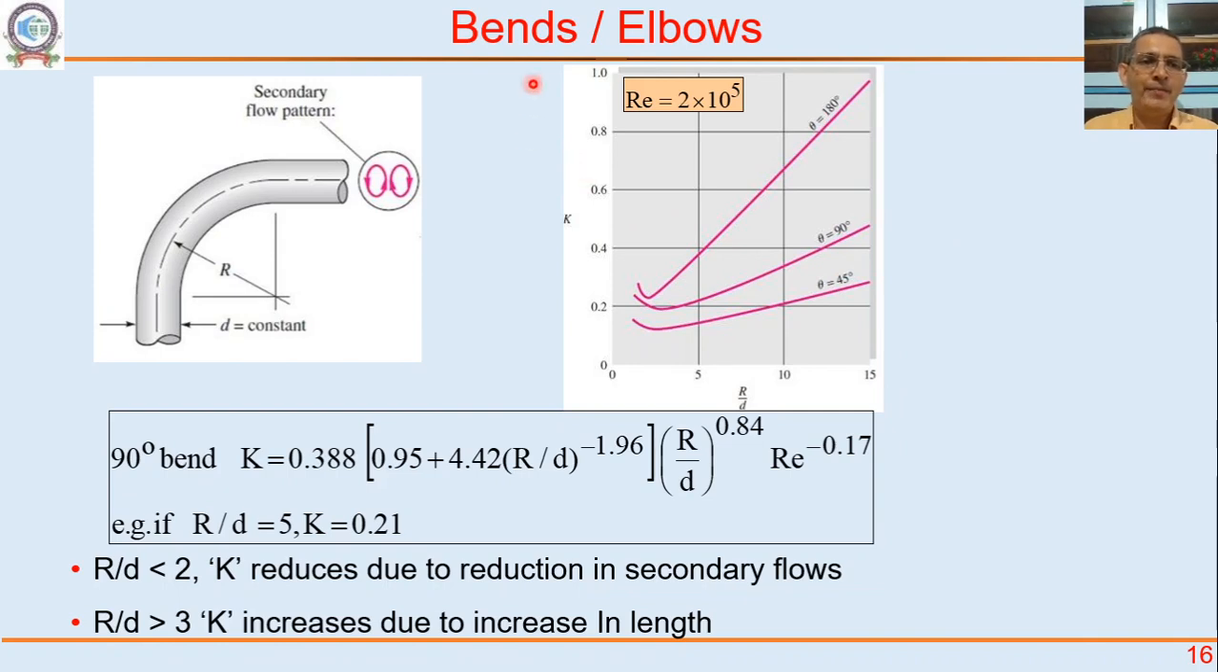Okay, if it's a bend, then it will depend on the radius of curvature of the bend, and that's because of these secondary flow patterns that are generated. This is called the Dean effect, D-E-E-N. And then the head loss coefficient is related to r by d, the radius of curvature. Naturally, the smaller the radius of curvature for the same diameter, the higher will be our head loss coefficient, say here.